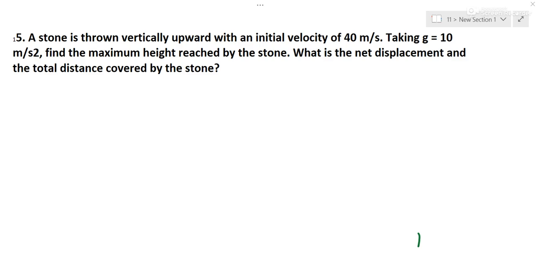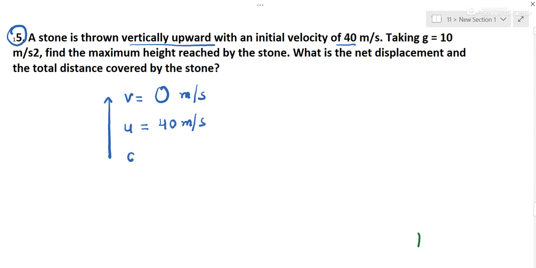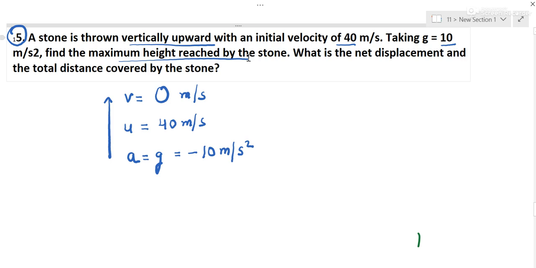Let us see this question. Question 15. A stone is thrown vertically upward. So it is being thrown up. So the final velocity at the highest point is 0. Initial velocity is given. So many things we need to keep in mind: acceleration, which is g, will be taken negative this time because it is going against gravity. And right now they have given the value 10 meter per second square, so let us avoid 9.8. Find the maximum height reached, h, that is s, is to be calculated.